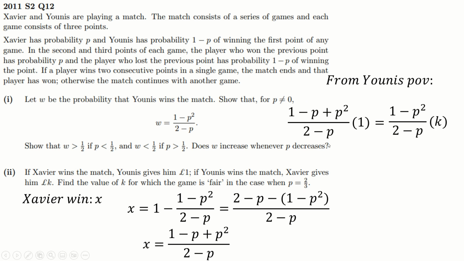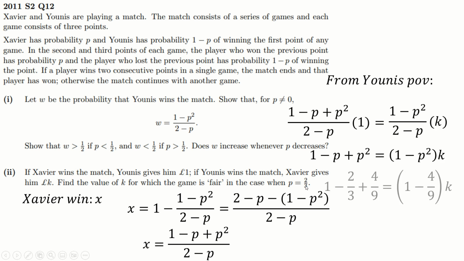I'm going to just obviously expand that out a bit and cancel the 2 minus p's because that's never 0 because p is not 2. And also it tells us p is 2/3 in this case. So we're going to put 2/3 in, and of course this just ends up being some not very difficult maths, and we end up with k is 7/5 to finish up that bit.